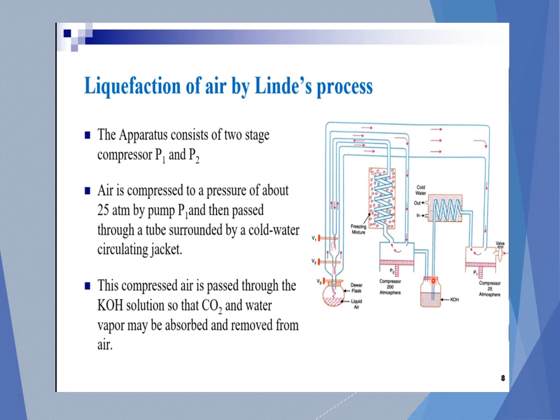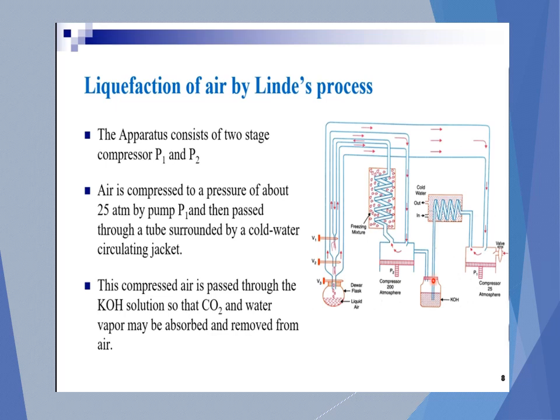The air is compressed to a pressure of about 25 atmospheres by the pump P1. Then it is cooled by passing it through a cold water bath. The compressed air is passed through KOH solution to remove the carbon dioxide and water vapor. The air then enters the second pump P2, where it is maintained at a pressure of about 200 atmospheres.